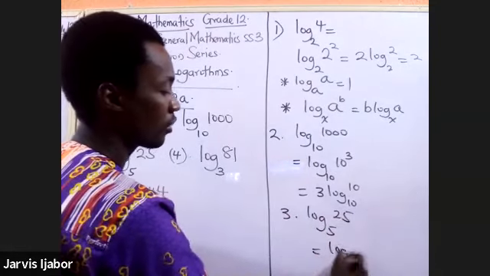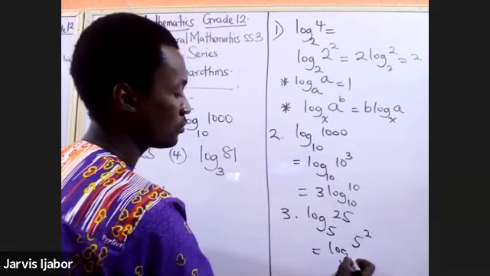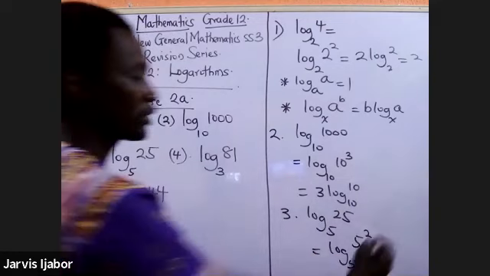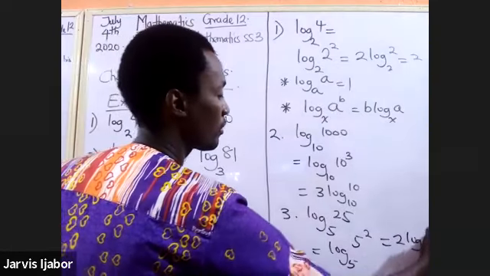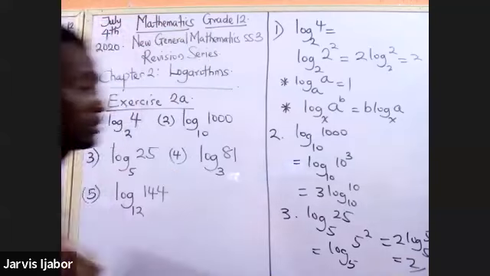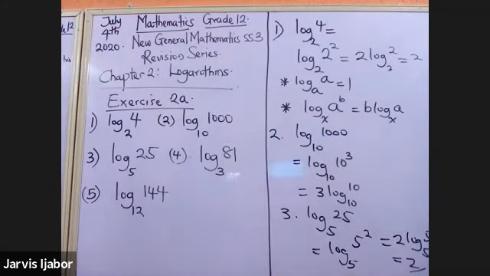Question 3, log 25 base 5. That will be log 5 to the power of 2 base 5, which will be equal to what? 2 log 5 base 5. What is that? 2. You see that it's very, very straightforward.